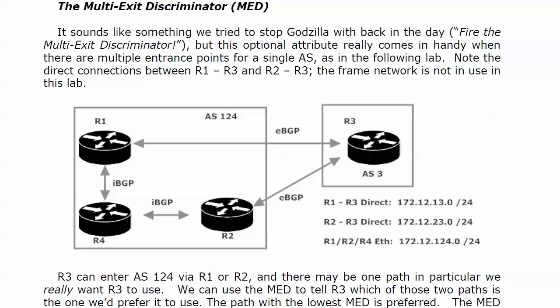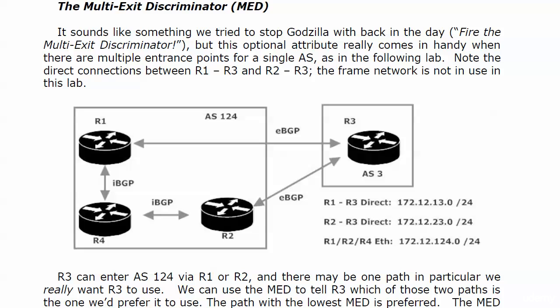Routers 1 and 3, 172.12.13.0/24. Routers 2 and 3, that direct connection is 172.12.23.0/24. And the shared Ethernet by routers 1, 2, and 4, 172.12.124.0. And you see that there are a couple of IBGP adjacencies between routers 1 and 4 and then routers 2 and 4. They're in AS124.